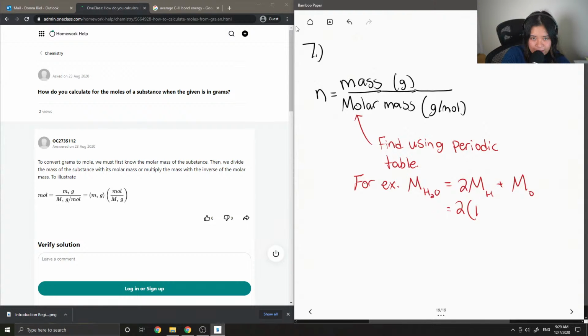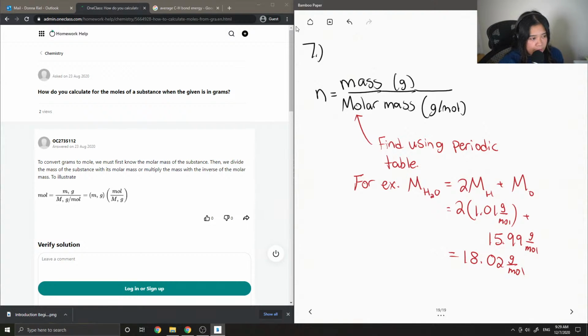1.01. And the molar mass of oxygen is 15.99. If we add these values up, then we get a molar mass of 18.02 grams per mole for the molar mass of water.